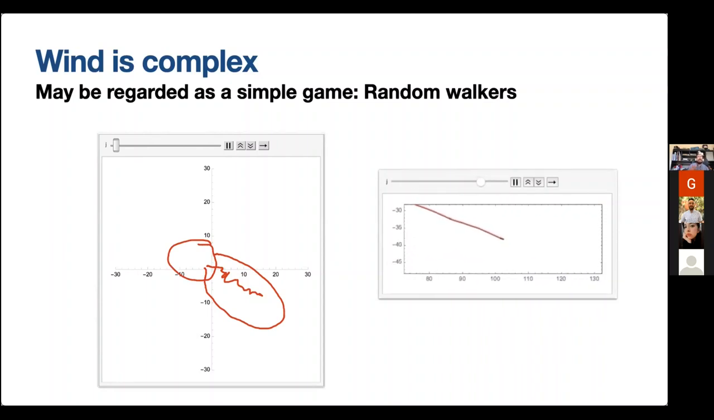Or we can even try, if the velocity vectors would be the step of a random walk, we could see that the walker is always in one direction, or mainly in one direction. No, it's not so random. So these games that can be used for modeling wind are simple models, even though they have a very complex definition.